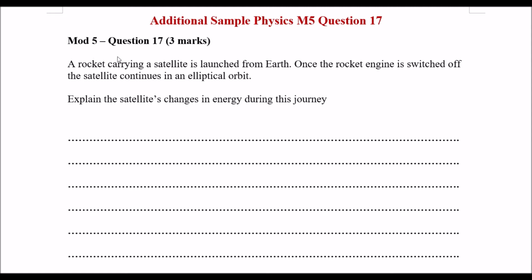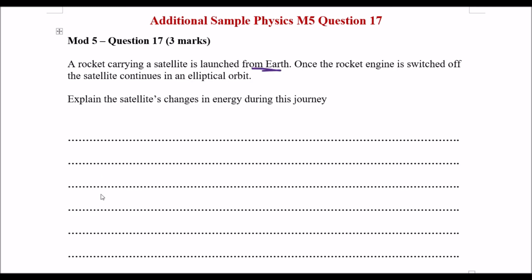This is from the additional sample physics paper uploaded by NESA, question 17, worth 3 marks. This is going to cover module 5, which is on advanced mechanics. We have a rocket carrying a satellite launched from Earth.